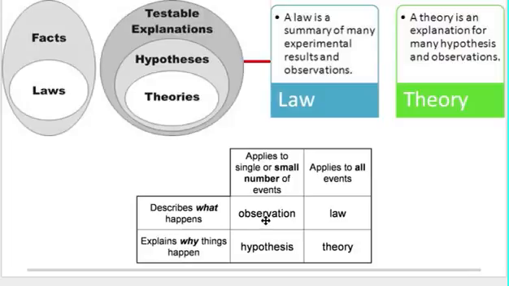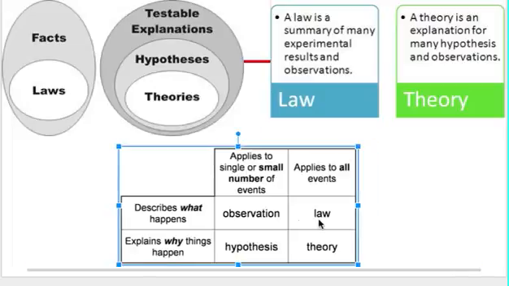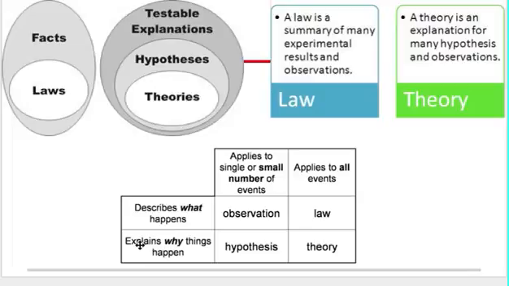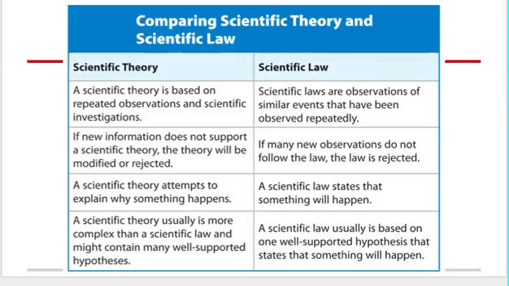So down here describes what happens. An observation will describe what happens, but an observation is a small number of events. When it applies to all events and it describes what happens, it's a law. Explain why things happen, that's going to be a hypothesis. If it applies to all events, it's a theory. This is another chart that, again, if you think it's going to help you, feel free to copy it down.